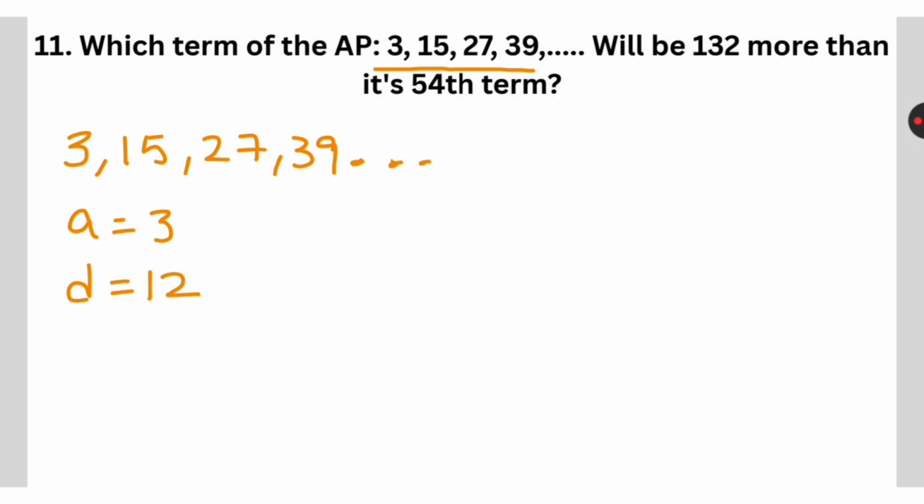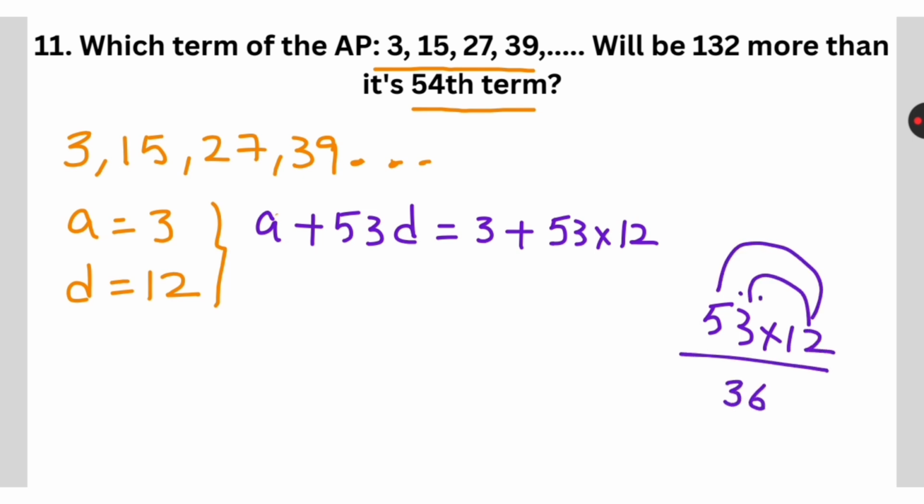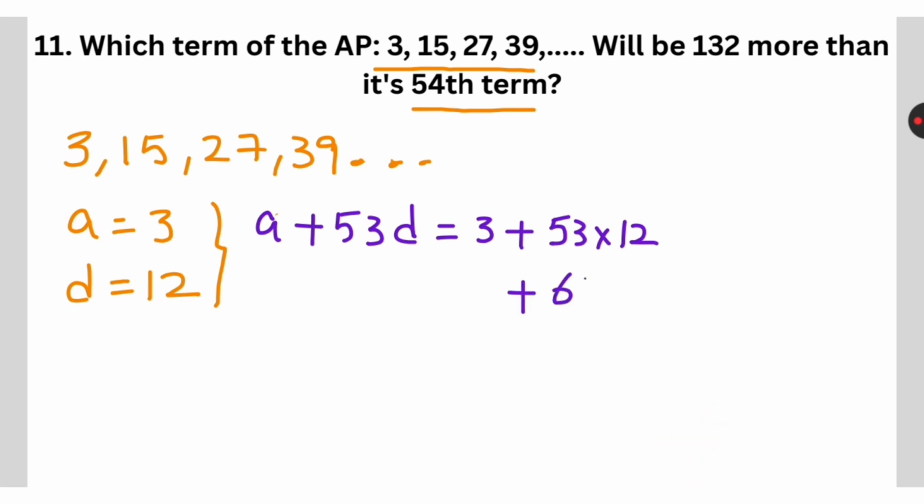From the given arithmetic progression, we find the first term and common difference. And in the question, we see the 54th term. Using these two, first term and common difference, we can find the 54th term, isn't it? So first find out the 54th term: a plus 53d. So what is the a value? 3 plus 53 times common difference 12. 53 times 12: 12 3s are 36, 12 5s are 60, so 636. 636 plus 3 gives 639.